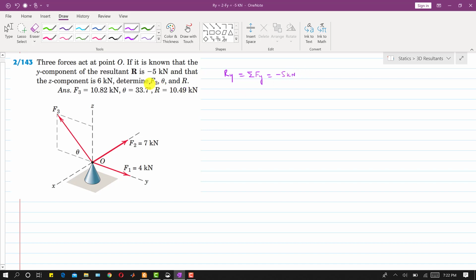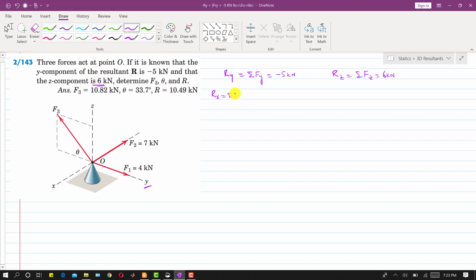This is given. And that the z component is 6 kilonewton, and Rz is equal to the summation of all forces along the z axis, which is equal to 6 kilonewton. This is given, right? So we are asked to find this F3, this theta, and the magnitude of the resultant. As we can see, we have three forces. This F1 is along the positive y-axis, right? F2 is along the negative x, and F3 is at some angle theta with the y-axis.